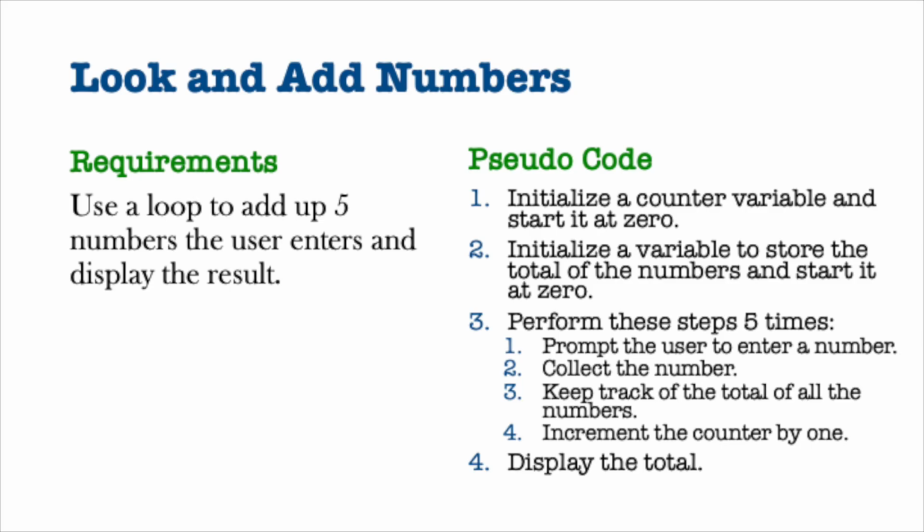Now, when we execute our loop, we're going to step through it 5 times. And each time through, we're going to ask the user to enter a number, and we're going to collect that number. We want to keep track of the total of these numbers as we go along. And then we want to increment the counter to make sure that we're counting to 5 within our loop. So we only do this 5 times.